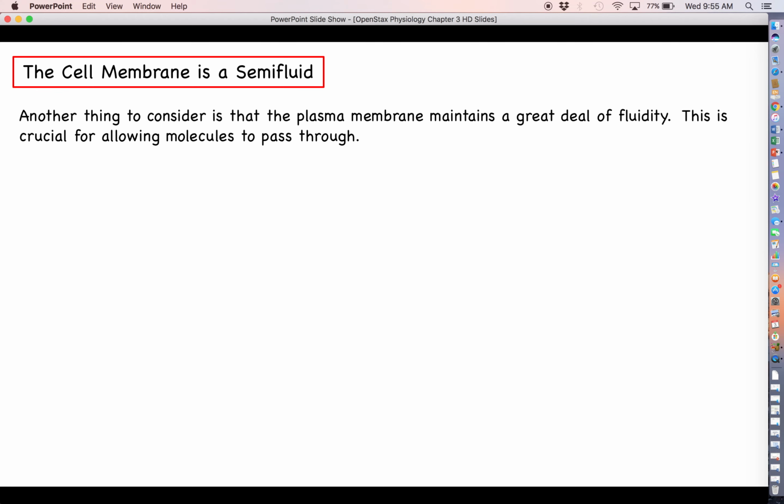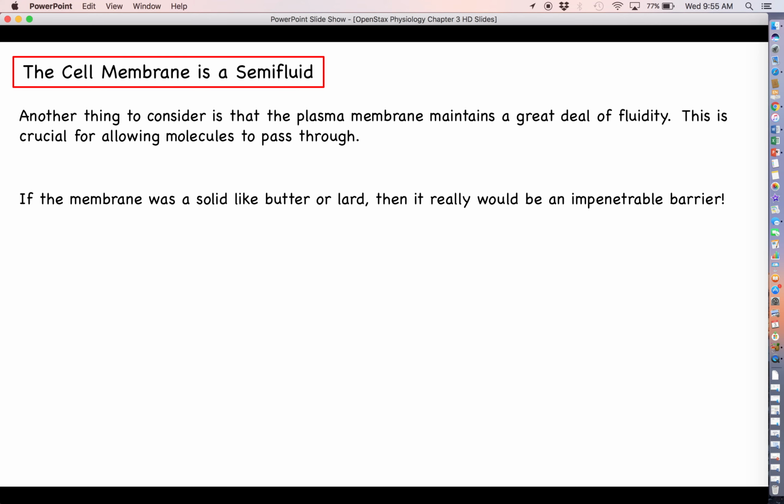So another thing that we should consider is that the plasma membrane, as we said, is very dynamic and very pliable. Another way of saying that is it is very fluid. It's not like a congealed solid mess. It is actually closer to being a liquid than it is a solid. And this characteristic is going to be critical for allowing molecules to pass back and forth. So as I said, if the membrane was kind of a congealed solid, kind of like butter or lard, which are other types of lipids, then it really would be an impenetrable barrier. If the membrane were completely solid, nothing's going to get through, right?